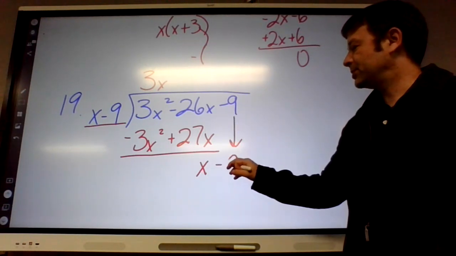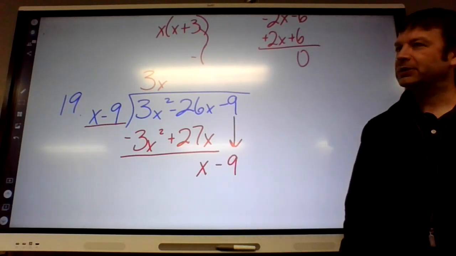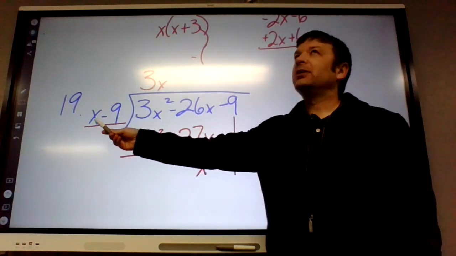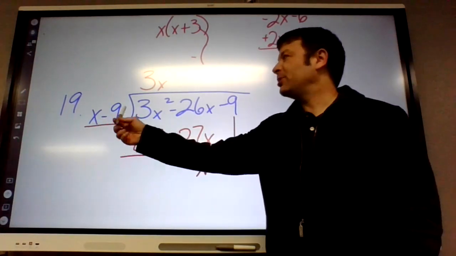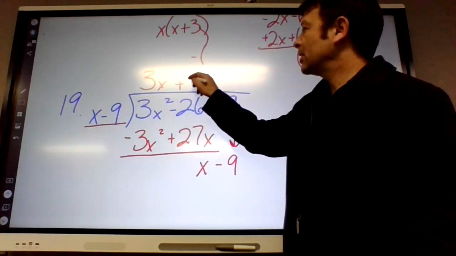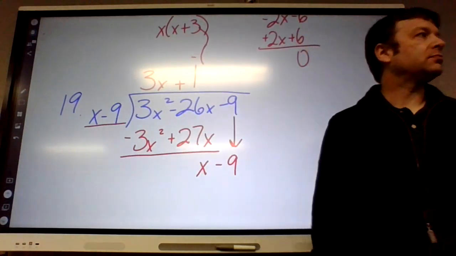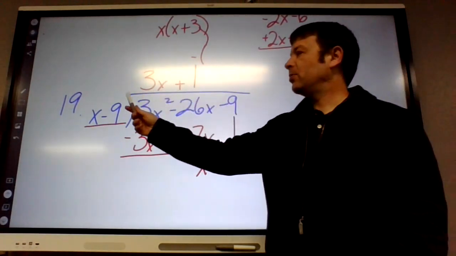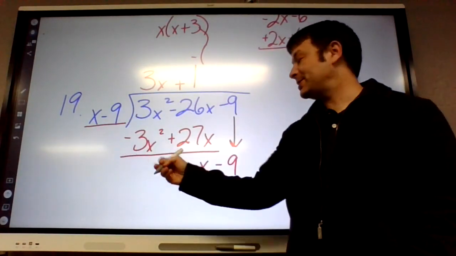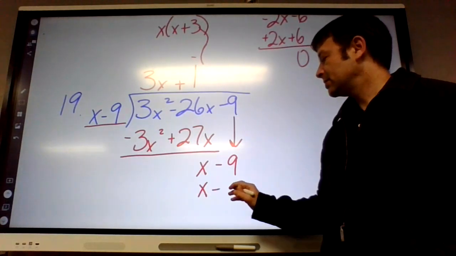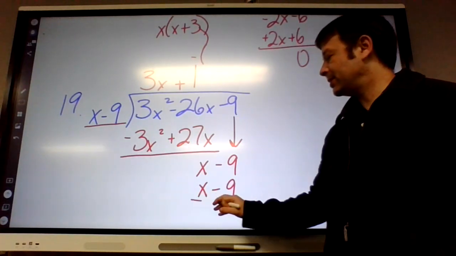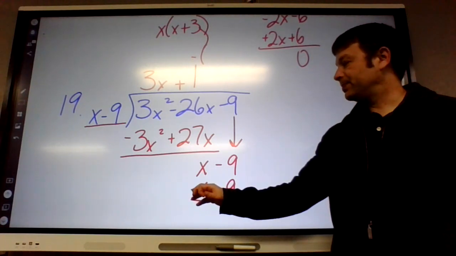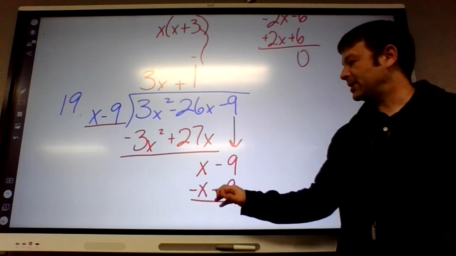Bring down the next one. It's plus 1. If you look at that, it's x plus minus 9. x divided by x is what? Plus 1. 1 times x minus 9 is x minus 9. We're subtracting the bottom, so it becomes a minus x and a plus 9.